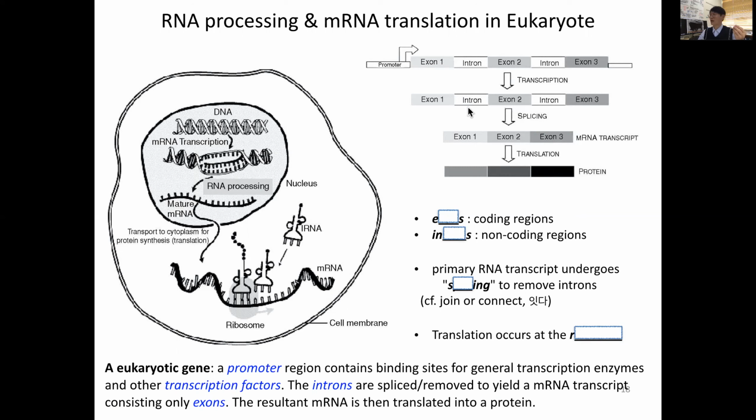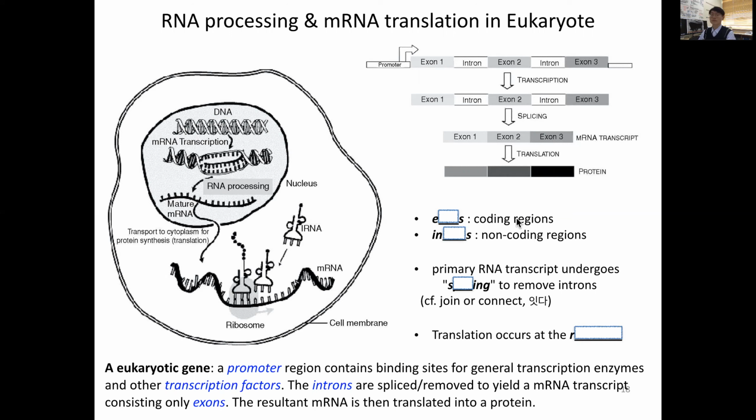translation. So we take the introns apart and then join these exons together. This joining is called splicing, and it is part of RNA processing. The result contains the coding information, so we call it a messenger RNA transcript. After translation, we can create a polypeptide chain or protein.